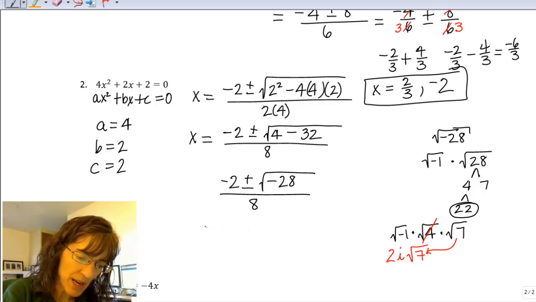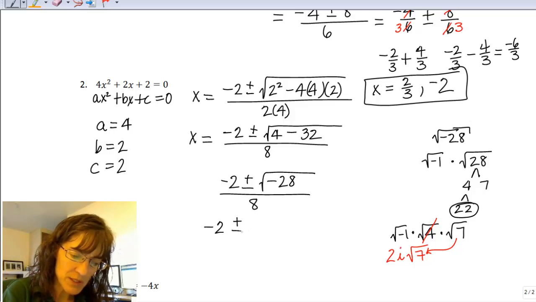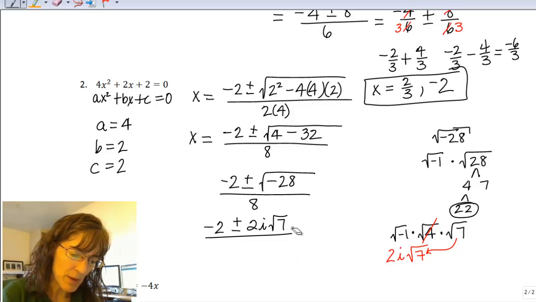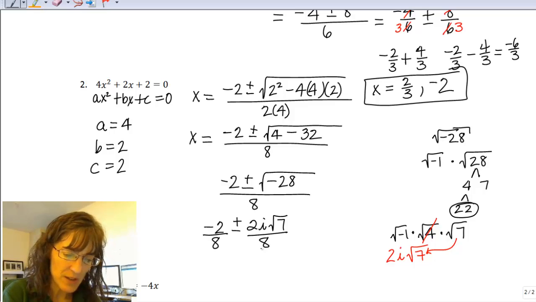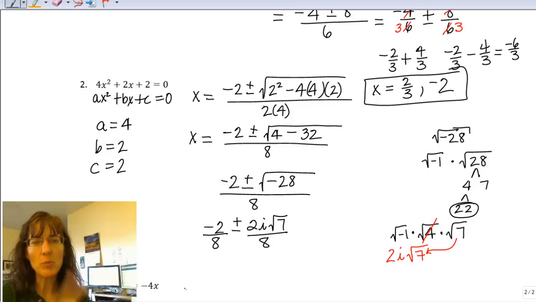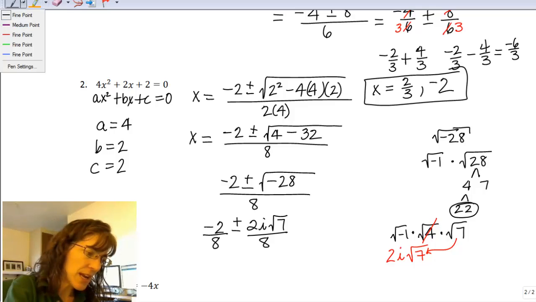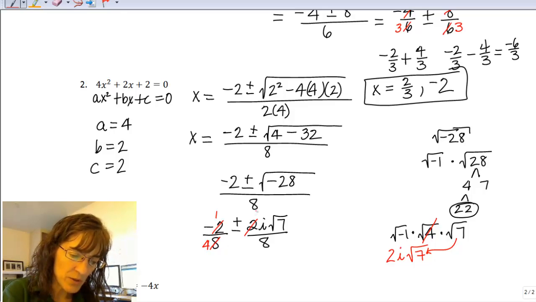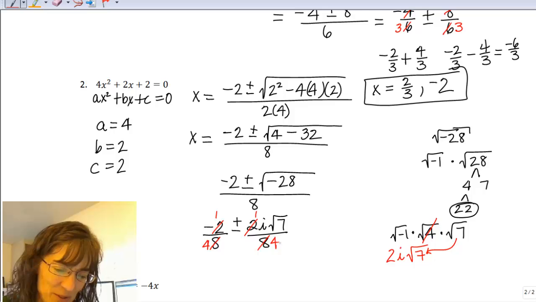So I can rewrite, I have negative 2 plus or minus 2i square root of 7 over 8. I want to think about this and separate it maybe, because I know I can reduce if I put each over 8. So let's do that. I break it apart and put the 8 as a denominator for each of my two fractions. Now I can reduce. 2 divided by 2 is 1, 8 divided by 2 is 4, 2 divided by 2 is 1, 8 divided by 2 is 4.